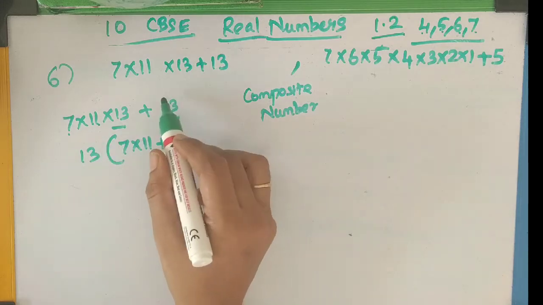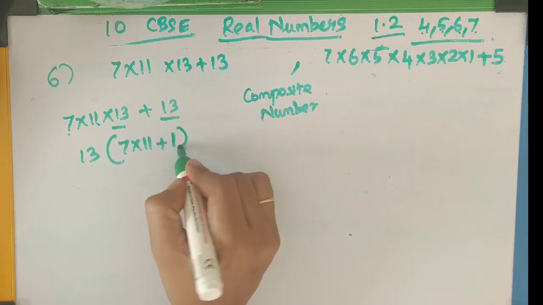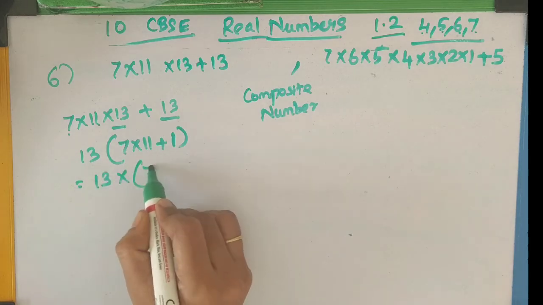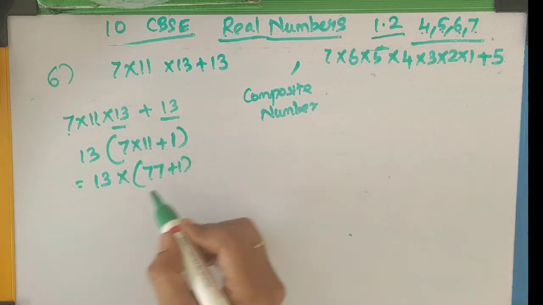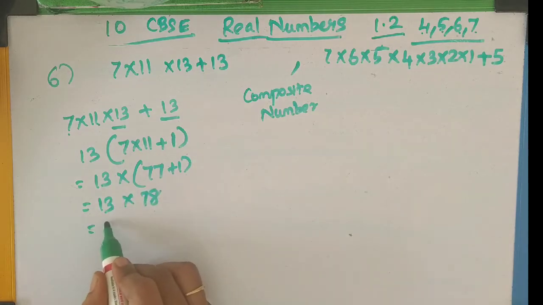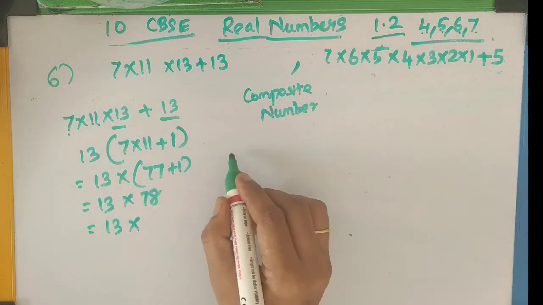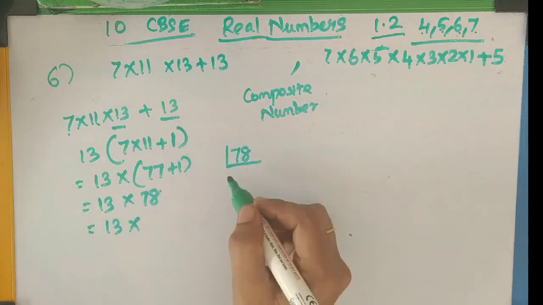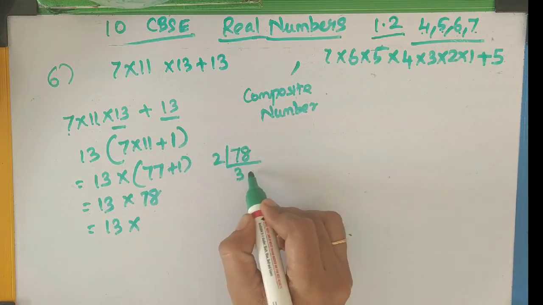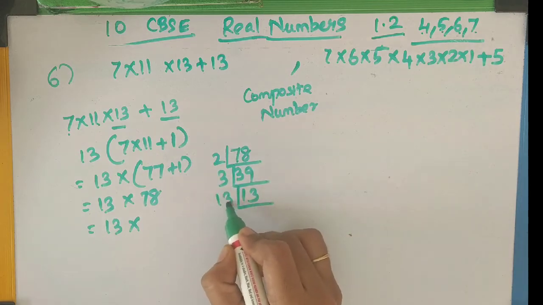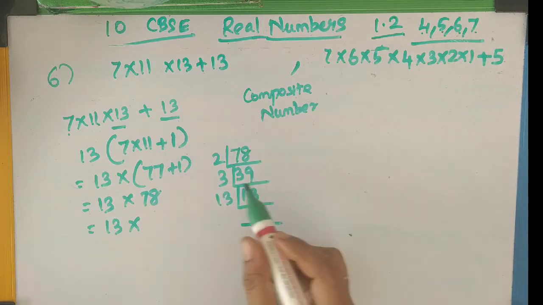Okay. So 13 into 77 plus 1. That is 13 into 78. Here the 78 should be factorized to get prime numbers. I am doing that. Dividing with 2, I get 39. Dividing 39 by 3, I get 13. 13 is a prime number. So I am going to finish this with that.